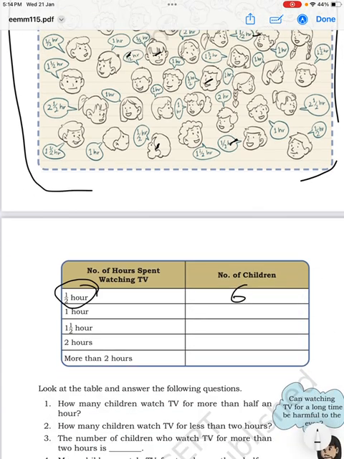So how many students are there who watch TV for half an hour in a day? I just counted here and I find there are 6 children. You will count by yourself and then you will write the exact number. In the same way, you will find the 1 hour. How many children are spending 1 hour to watch the TV? So you will write the number by counting, then 1.5, then 2 hours. In the same way you can do it.